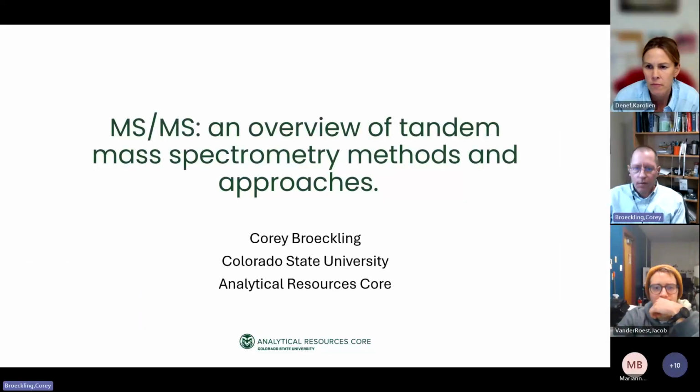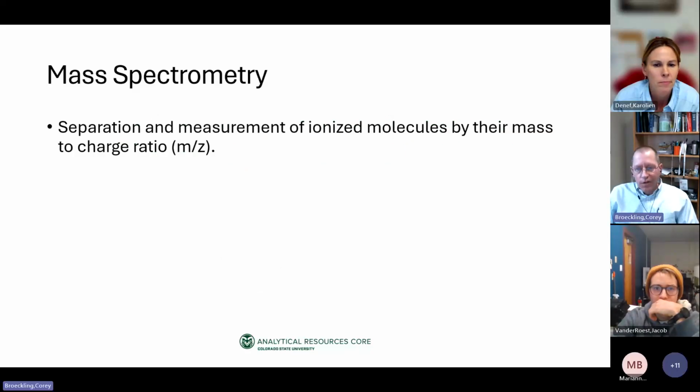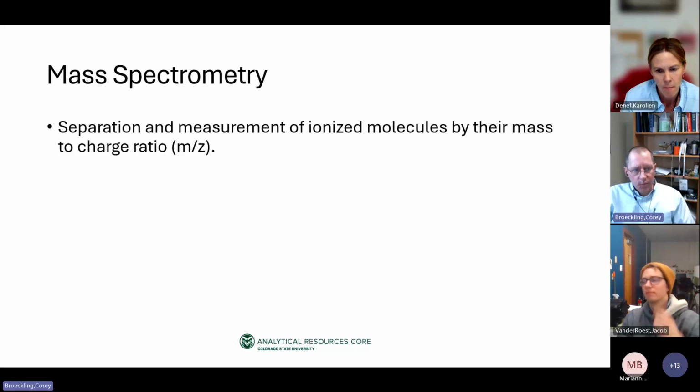I share my slides. So tandem mass spectrometry is really a field of research within the larger field of mass spectrometry. So to understand tandem mass spectrometry, we need to first have a little bit of an understanding of mass spectrometry. I'm not going to go through all of this in detail, but we are going to talk a little bit about mass spectrometry instrumentation before we get to the tandem component. So mass spectrometry is the separation and measurement of ionized molecules by their mass, particularly by their mass to charge ratio, which you will often see abbreviated M/Z.